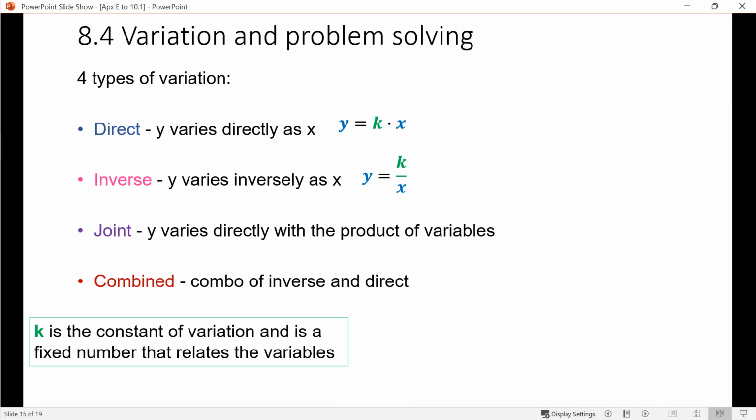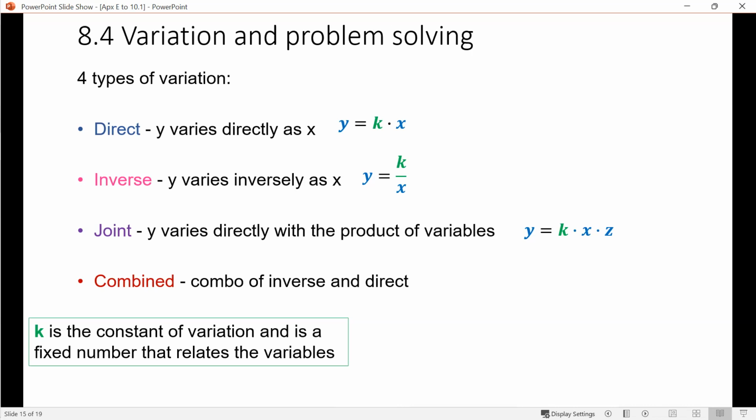Then we have joint variation, where y is going to vary directly with the product of variables. So it's direct variation, but we have multiple quantities that get multiplied together. So in joint variation, y is going to equal our constant times the product of more than one variable. So in this case, x times z.